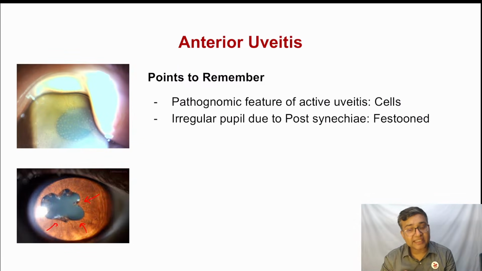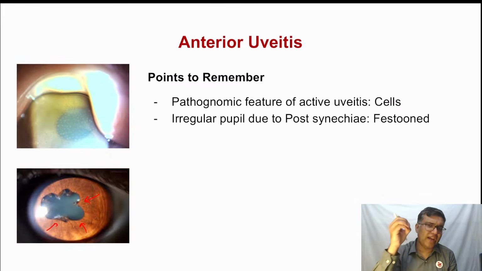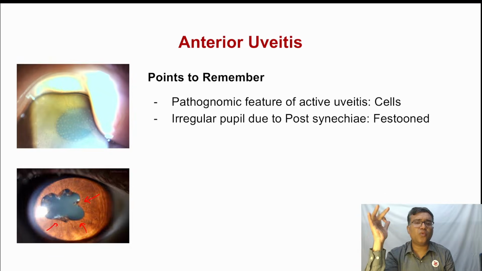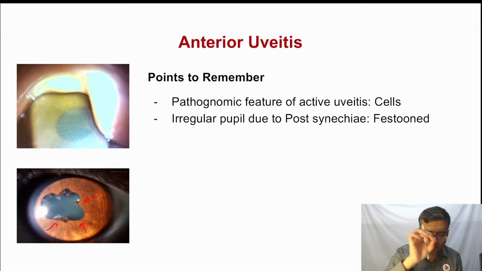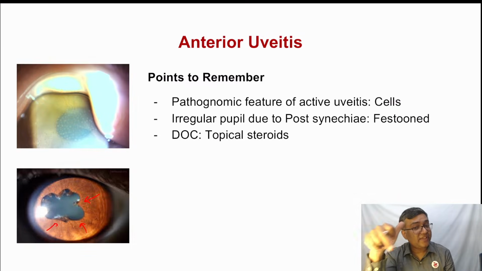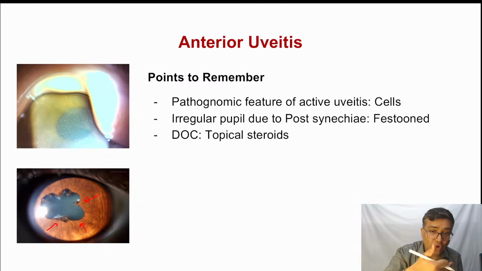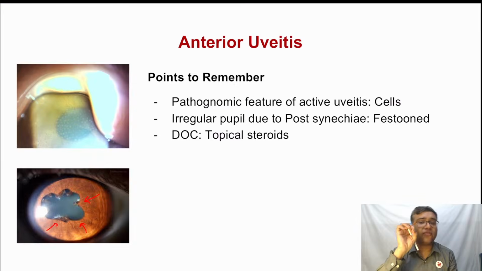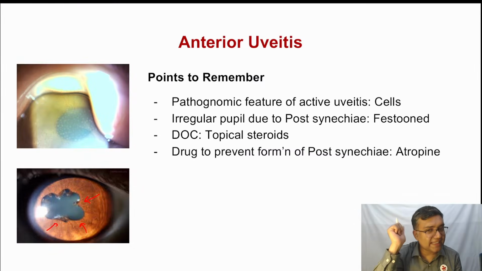The third important thing is they ask about the drug of choice in the patients of anterior uveitis. So whenever you have uveitis, you would always have a drug of choice, that is steroids, okay? So the topical steroids are the drug of choice in the patients of anterior uveitis. And if they ask what is the drug that we would use to decrease the pain of uveitis or to decrease the formation of posterior synechias, your answer would be atropine, because that is the cycloplegic that we use.